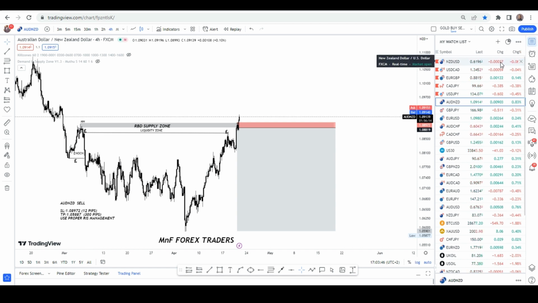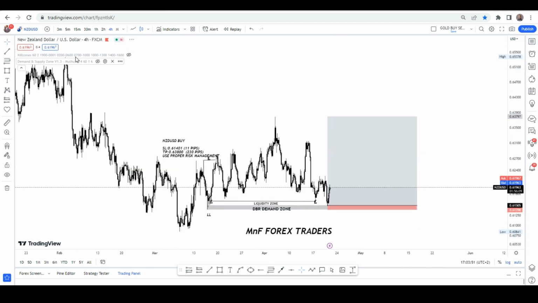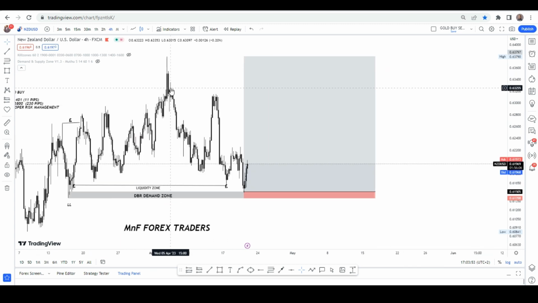The other trade setup that we shared in our mentorship community was this trade right here, NZD USD right here.